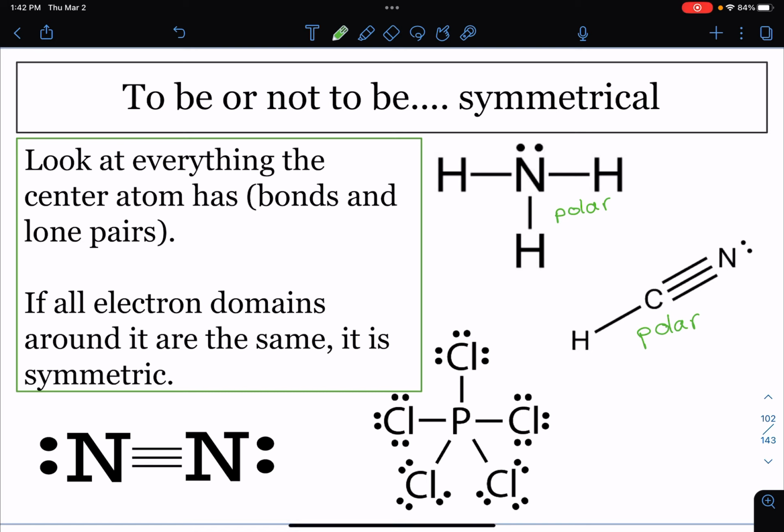Now let's look at this PCl5. We have phosphorus as the central atom. We have 1, 2, 3, 4, 5 electron domains around phosphorus. They're all 5 identical. This is a non-polar molecule. The electrons are evenly spread out throughout the whole molecule. Now let's look at this N2 or nitrogen molecule here. It might be a little bit tricky to determine this because there is no central atom, but you can imagine that two nitrogen atoms are going to equally and evenly share electrons around them, and so we have a nonpolar molecule here.